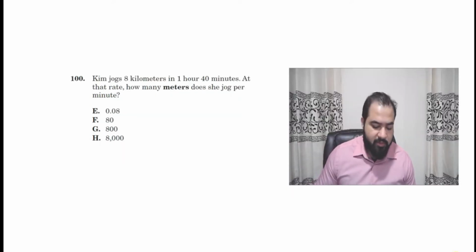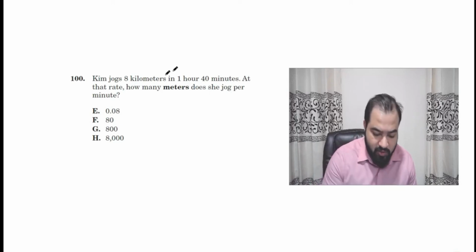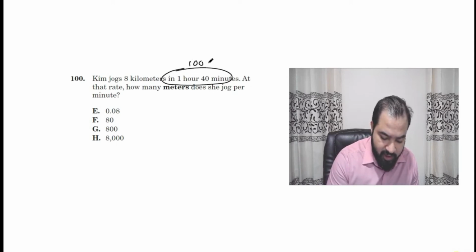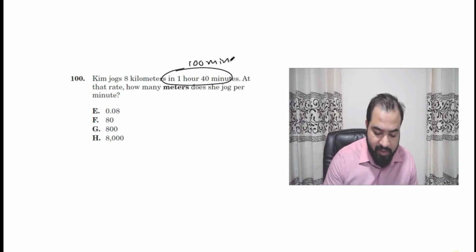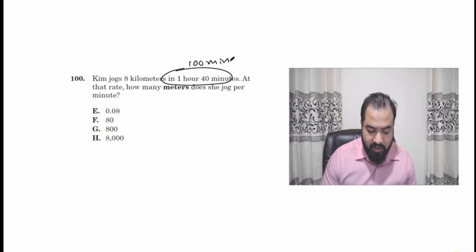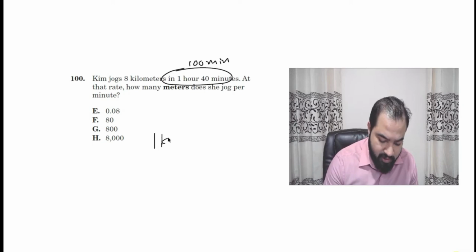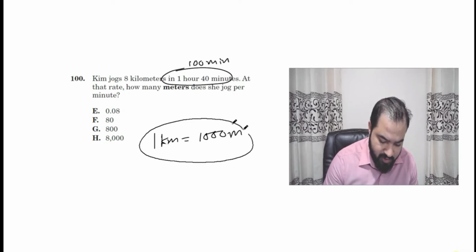So question number 100. Kim jogs 8 kilometers in 1 hour 40 minutes. So 1 hour 40 minutes means 60 plus 40, total 100 minutes. Now at that rate, how many meters does she jog per minute? They want it in terms of meters. So we know that 1 kilometer is equal to 1000 meters. We have 8 kilometers, so that's 8000 meters.